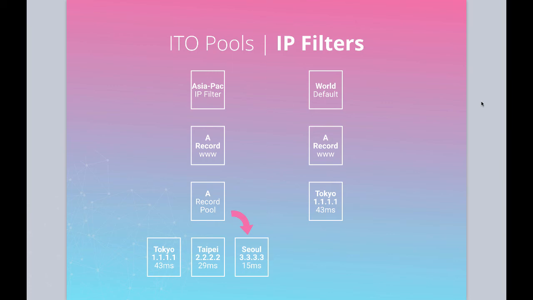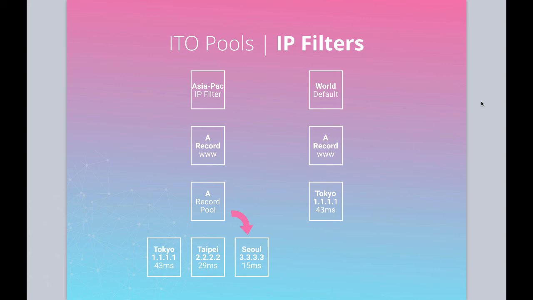So as long as you can find the ASNs for those mobile providers, you just have to enter those into an IP filter and then apply that to your ITO pool. And that way, your mobile traffic in Asia Pac will be answered by the fastest cloud provider at that time.